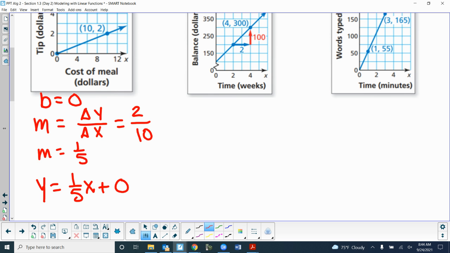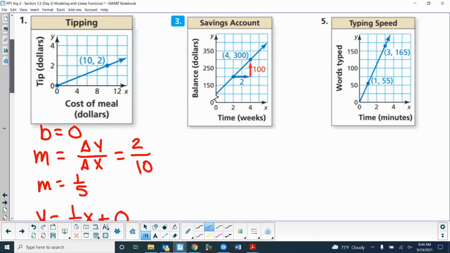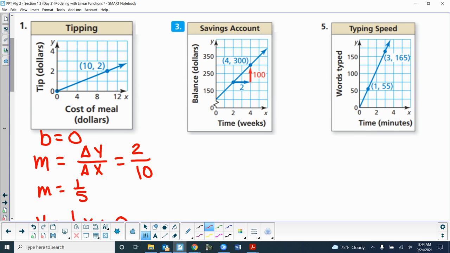All right, it says interpret that. This is for tips. Here's the cost, how much it cost you. This is how much you tipped. So basically, $1 in tips for every $5 in meal charge, right? For every $5 a meal costs you, you should pay $1 to the server. That's 20%, right? 1/5 is 20%, 0.2. 2/10 is 0.2, right? So basically, that's what people go by, 20%.